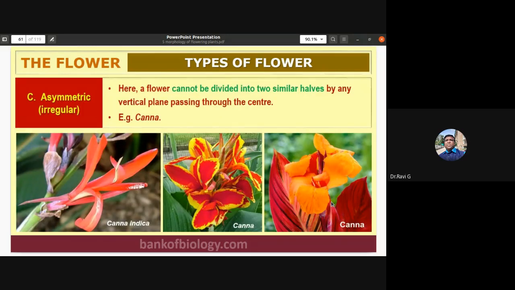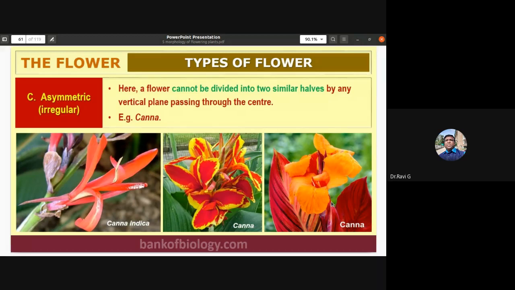Asymmetric condition, this type of symmetry, we also call it irregular symmetry. Here, a flower cannot be divided into two equal halves by any vertical plane which passes through the center. Such flowers we call asymmetric flowers or irregular flowers.